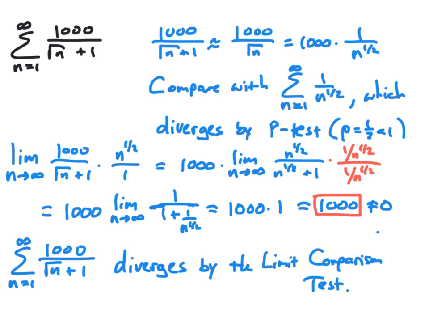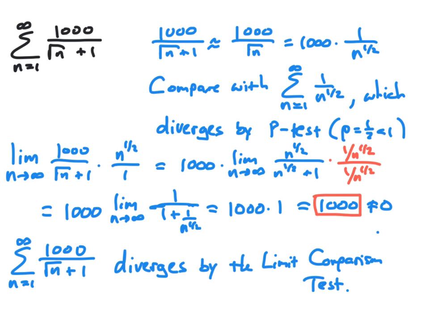When we do our comparison here, we're going to take the limit as n goes to infinity of our given series term, 1,000 over square root of n plus 1, and we're going to divide that by 1 over n to the 1/2, which is equivalent to multiplying by n to the 1/2 over 1. We can then factor the 1,000 outside of our limit, and remembering that the square root of n is equal to n to the 1/2, we get 1,000 times the limit as n approaches infinity of n to the 1/2 all over n to the 1/2 plus 1. We can multiply and divide the numerator by 1 over n to the 1/2, since n to the 1/2 is the largest power of n in the denominator.